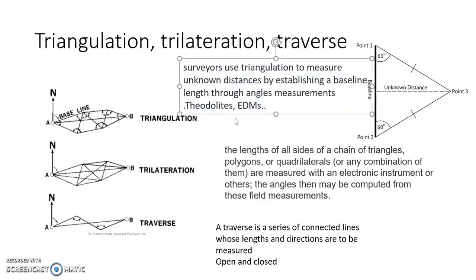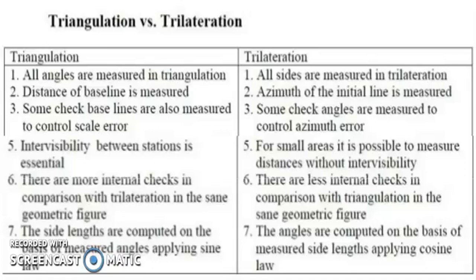In trilateration, the lengths of all the sides of triangles, polygons, or quadrilaterals, or whatever may be the figure that is formed on the surface, are measured with electronic instruments or other recent technology. The angles are then computed from the field measurement. Okay, so this is a bit advanced technique. Traverse. Now, what is a traverse? Traverse is a series of connected lines. In triangulation we have measurements of angles, whereas in trilateration we have measurements of sides.